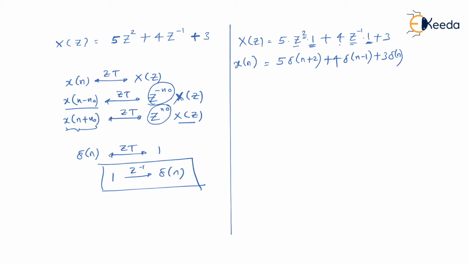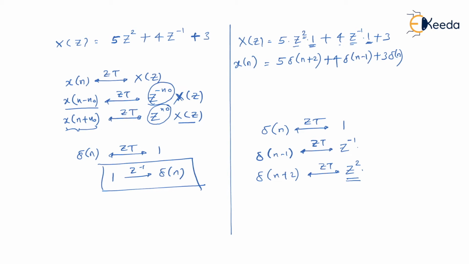If you don't understand, just check over here. If del of n refers to z transform as 1, then del of n minus 1 will have z transform as z to the power minus 1 times x of z, where x of z is 1. Or if it is del of n plus 2, then the z transform will be z square times x of z, but x of z is equal to 1. So please understand, when I have only z square, its inverse z is del of n plus 2. When I have only z inverse, then its inverse z is nothing but del of n minus 1. And when I have only 1, then its inverse z is del of n.